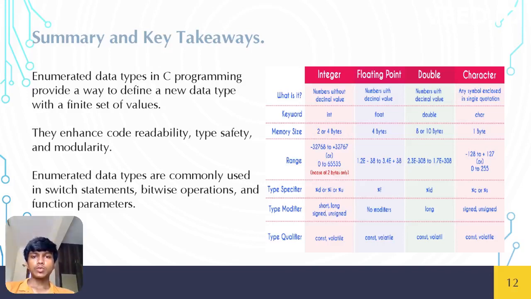Enumerated data types in C programming provide a way to define a new data type with a finite set of values. They enhance code readability, type safety, and modularity. Enumerated data types are commonly used in switch statements, bitwise operations, and function parameters. These data types are valuable tools for enhancing code clarity and reducing errors by providing meaningful names for a predefined set of constant values. They are widely used in programming to make code more readable and maintainable.